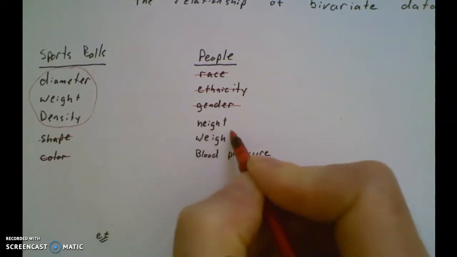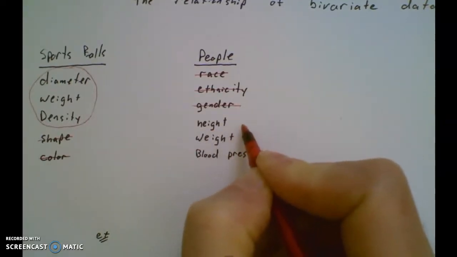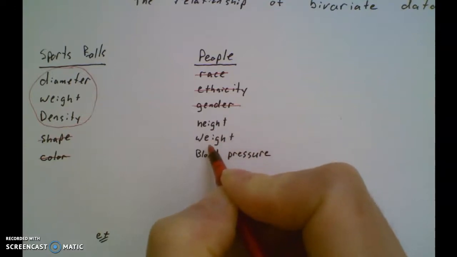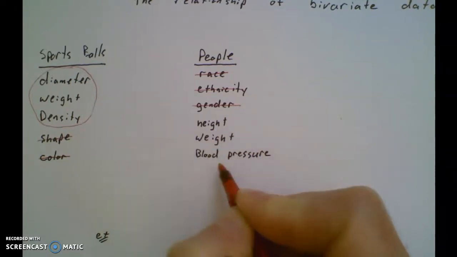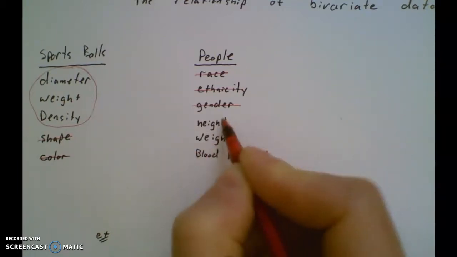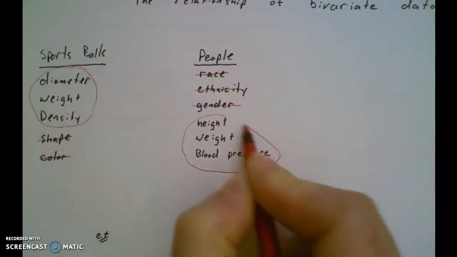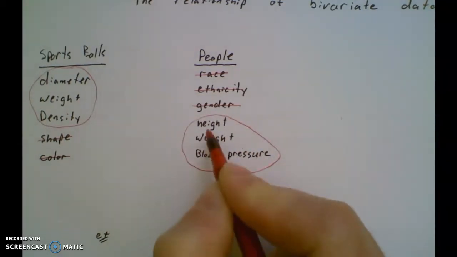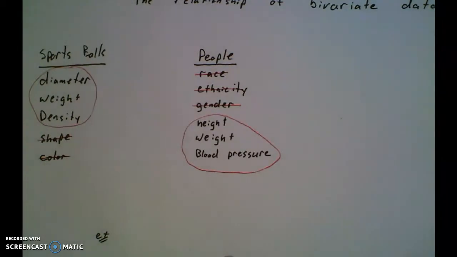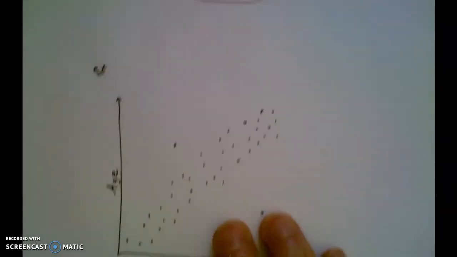Height, I can say we represent that with a number. So height would be allowable. Same with weight. That's numerical based. Blood pressure, right? That's represented by a number. So all of these are different ways we could represent a person numerically. And again, if we're going to put it on a scatter plot, we would just pick 2 at a time. Okay? That's pretty much it.